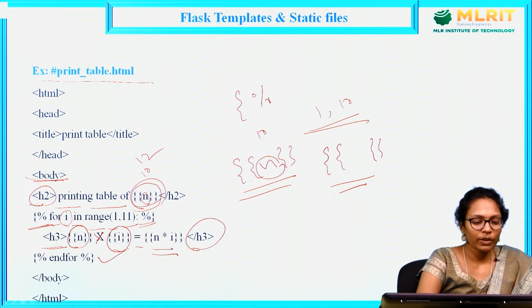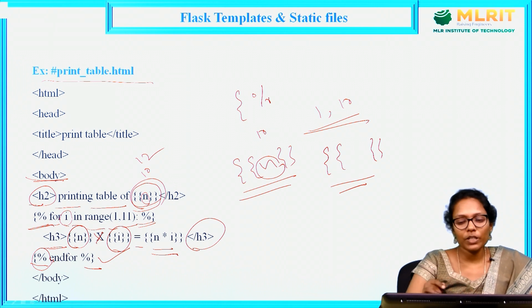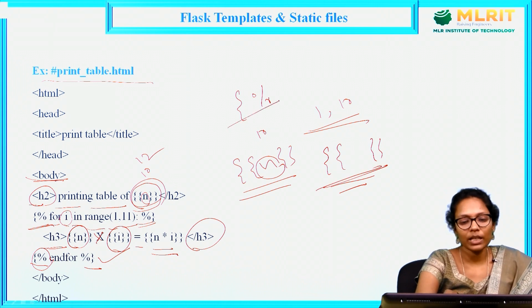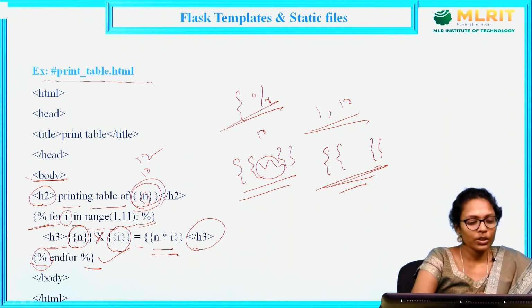I am closing the for loop using end for, and this is also a statement, so that's why I am using this symbol again. So if you are using any expression, you should use this symbol. If it is a statement, you should use these symbols. So that's all. I am closing it.